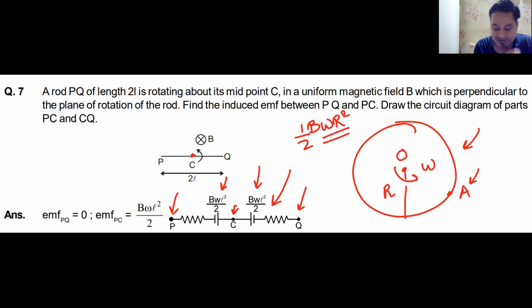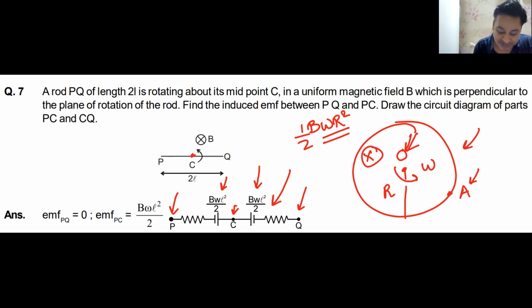Do you understand this? Yes, sir. And again, how do you find out the higher potential? V cross B. So in this case, if the magnetic field is going inside, point O will be at the higher potential. Are you getting my point?